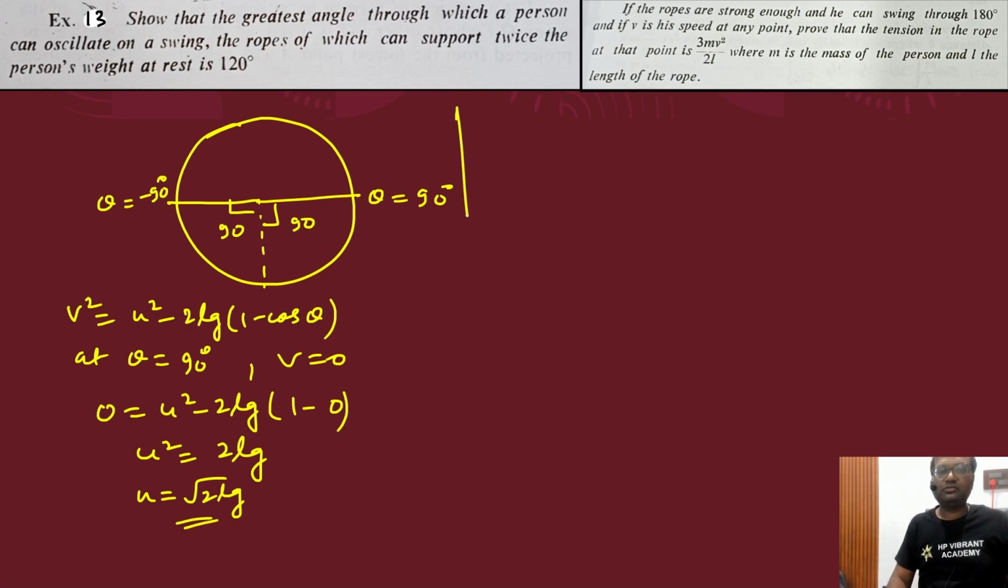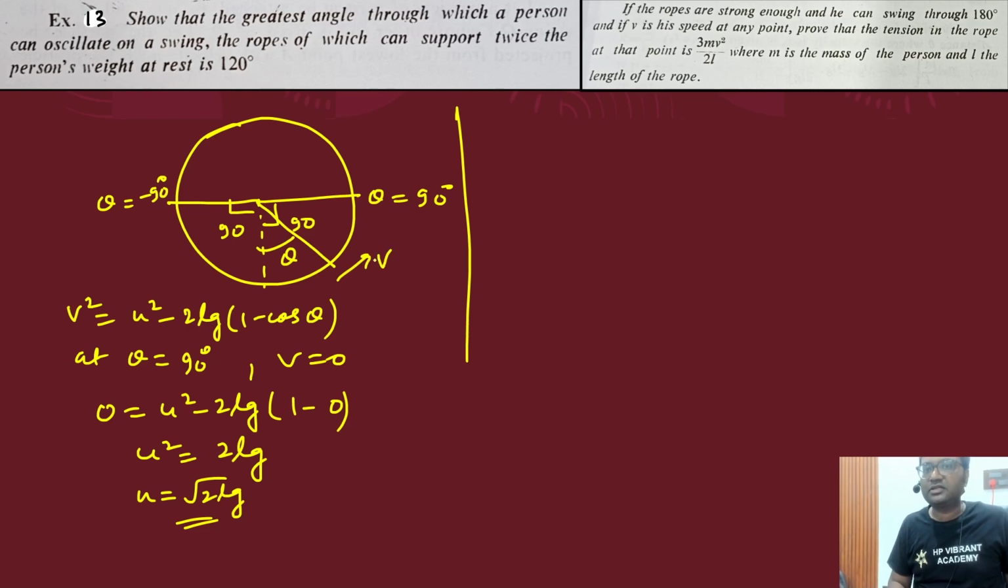Okay. So now what is further given in the question is that v is the speed at any point. So let us consider a random theta. So v is the velocity at any point. Prove that the tension in the rope at that point. So let us consider the tension as T. So we have T is equal to mu square upon l minus mg 2 minus 3 cos theta. Okay, this is the tension at a random point.